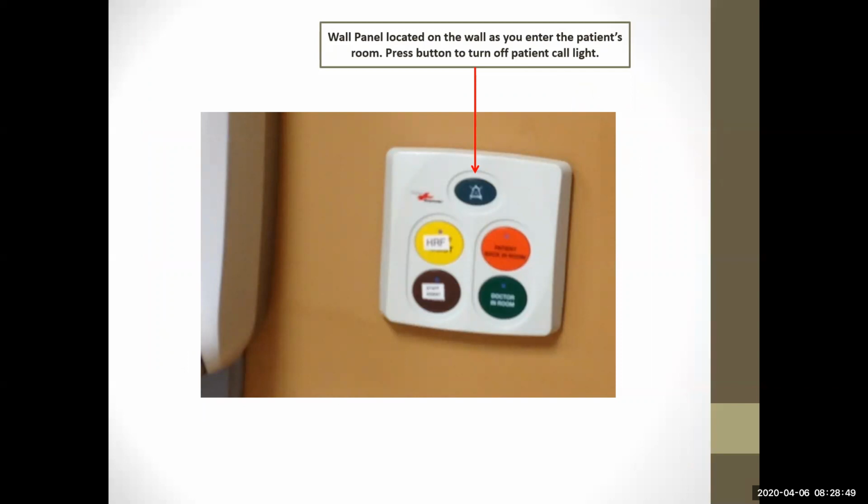There is a wall panel found in every room where you can also turn off the patient call light, but there is a patient back in room button that we frequently use in the emergency department. So that's when you bring your patient back from imaging, put them back in the room. If the patient isn't on oxygen, you won't be performing a safe handoff. So you hit that button and it lets the folks over there know that the patient is back from imaging.